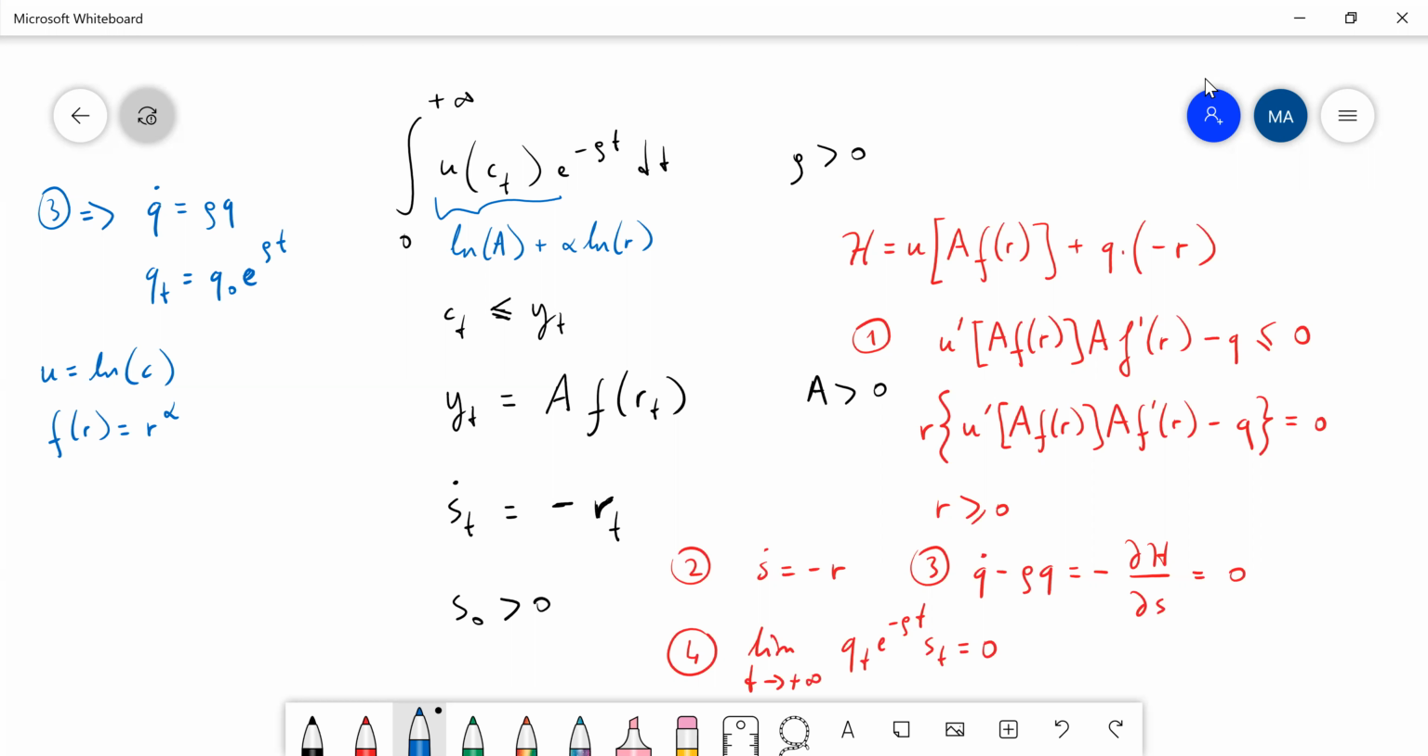Then we have the first of the conditions. So here I wrote it more generally, right? I take the derivative with respect to R. I take this derivative. Then there's minus Q here, so it will be less than or equal to 0. R times this derivative will be equal to 0, and R will be greater than or equal to 0.